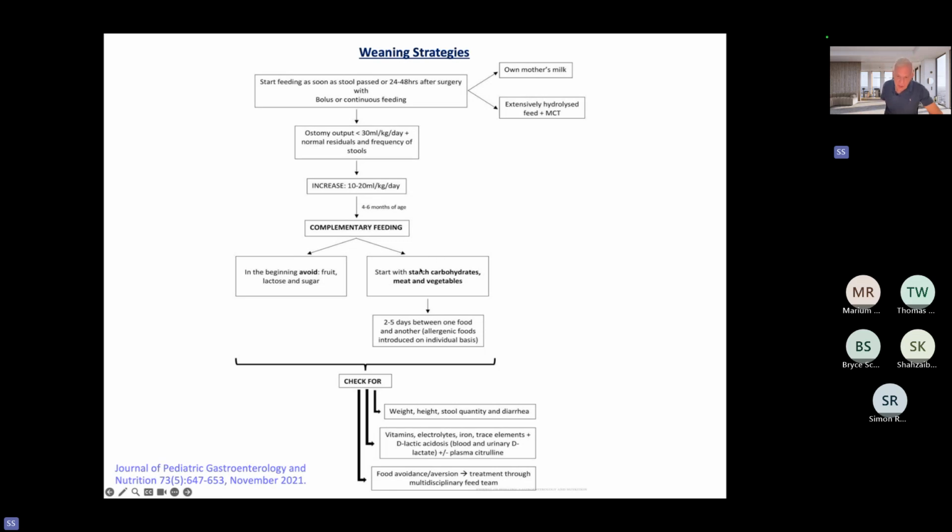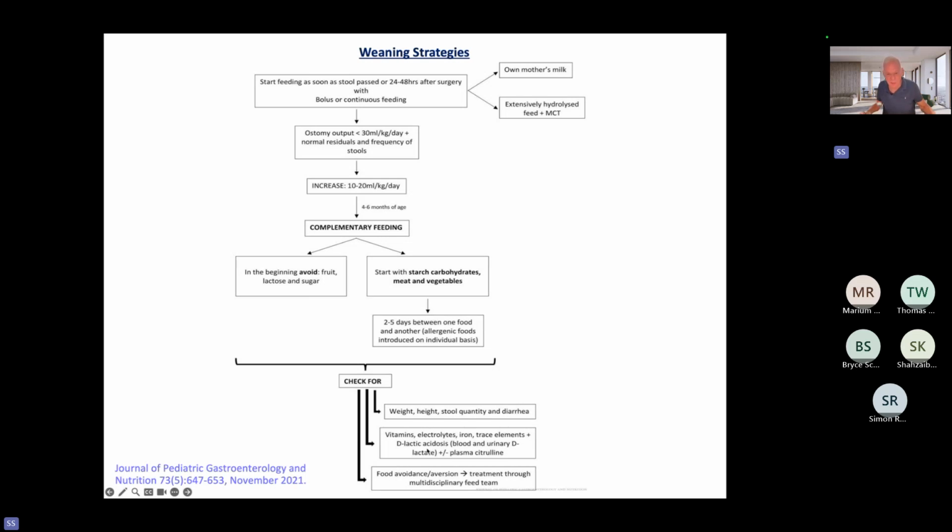You want to start, therefore, with starches, which are more complex, have much less of an osmolar load, and with protein and vegetable sources of nutrition. And whenever you start any food, you want to start that pure food and wait 2 to 5 days between foods that are being introduced because of, again, the possibility of food allergy. At all times, you need to monitor weight, height, stool quantity, the presence of diarrhea. Be monitoring for vitamins, electrolytes, trace minerals.